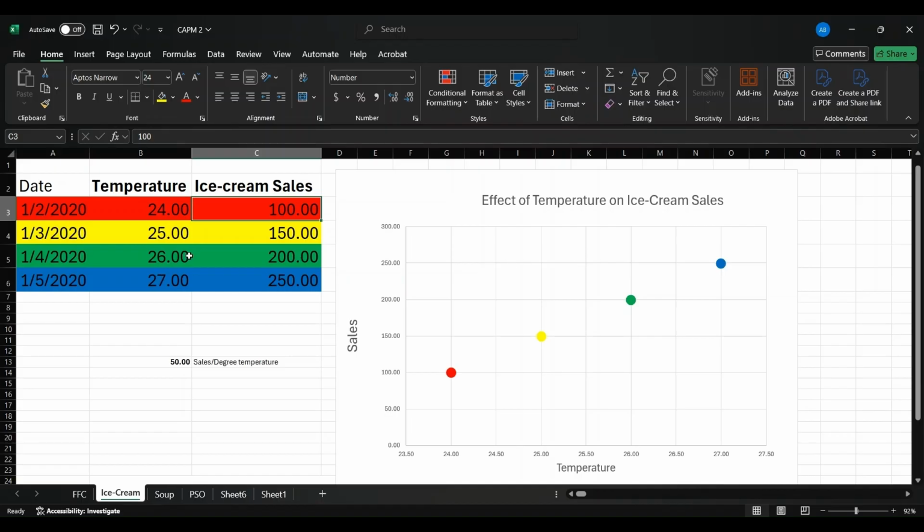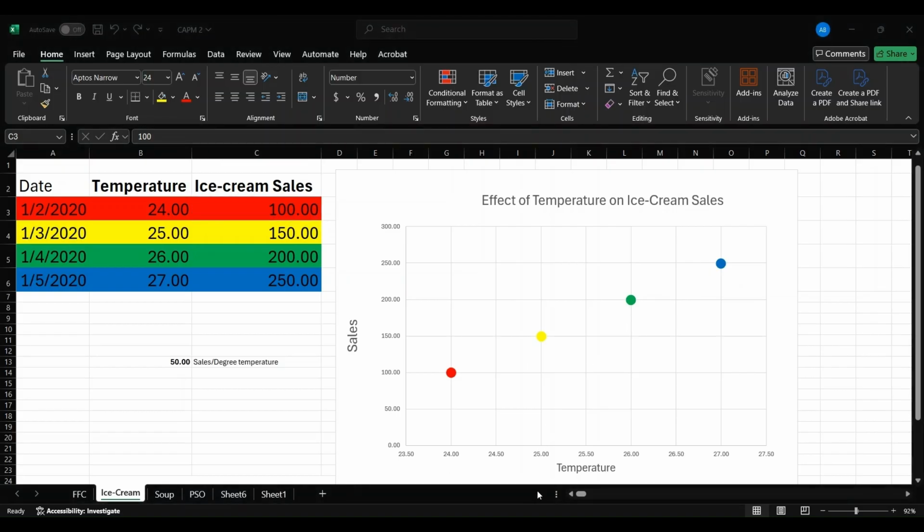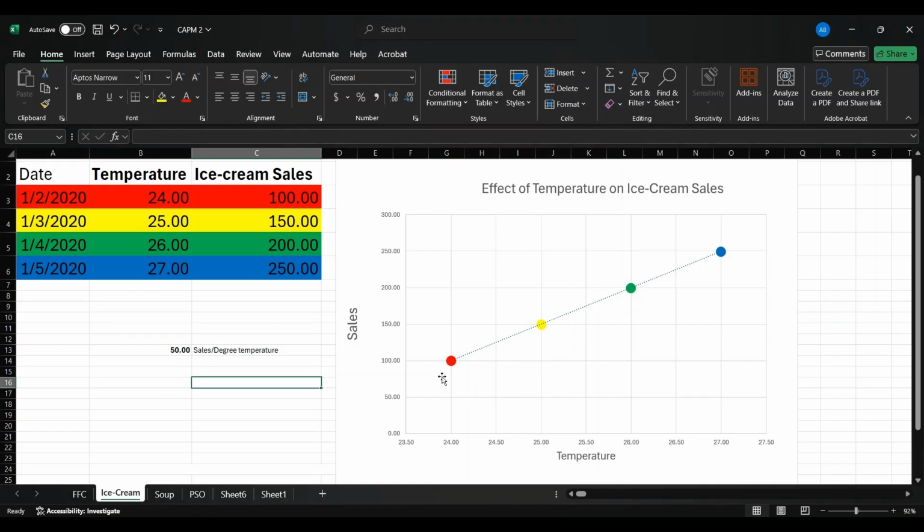Now, as you can see from the red row, when it was 24 degrees, we had sales of 100 ice creams. When the temperature rose to 25 degrees, our sales increased to 150 ice creams. This continued till the temperature increased to 27 degrees and the ice cream sales increased to 250. We can quite clearly see that as the temperature increases, so do our ice cream sales. So the relationship between the dependent and independent variable is a positive one.